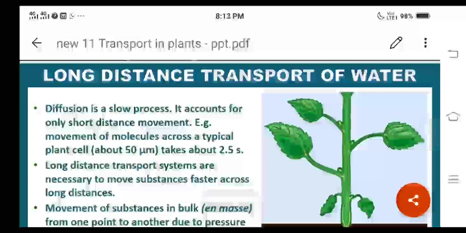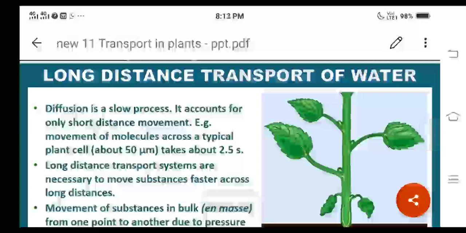What is the objective of studying this concept, long distance transport of water? In plants, we observe different processes like diffusion, osmosis, as well as active transport. When we consider diffusion, it is a slow process regarding the movement of water in the plant. Diffusion is a slow process. It accounts for only short distance movement.